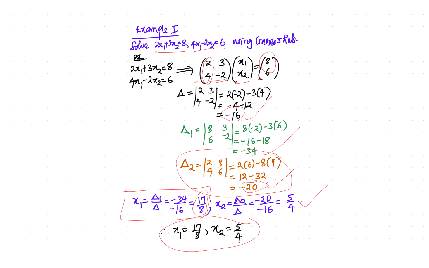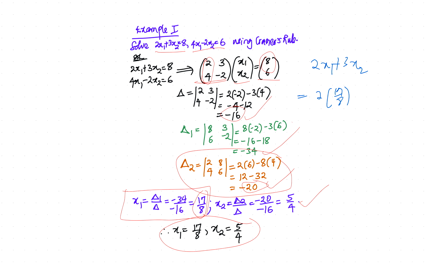Now, how do you know if your answer is correct? You can do a simple check. Of course, the normal way in which you check for solutions of a system of equations. So you have 2x1 plus 3x2. You put the values and see if it's okay. You have 2 into 17 over 8, then plus 3 into 5 over 4.